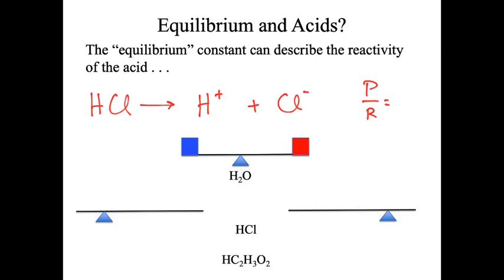When I take HCl, all of it becomes H+. Say that again: all to nothing. If I start with, say, 50 HCl and all of it goes to H+, what's my product concentration? 50, right? Because they all transferred across. What's my concentration of HCl? How much HCl is left?